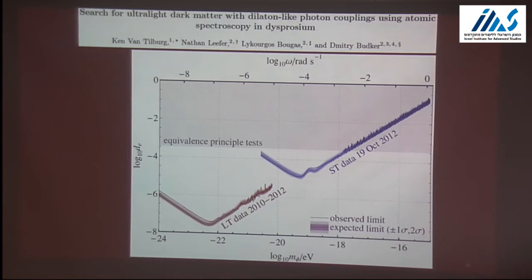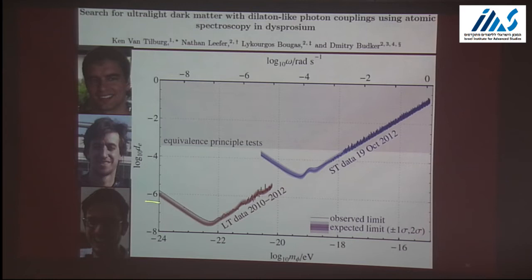We joined forces with one of her students, Ken van Tilburg. You may know this name. He's a pretty famous guy in this field currently. He was at that time a graduate student at Stanford. This is Nathan Leefer, and that was also Lykourgos Bougas, who is still a member of our group at Mainz. At that time, this was at Berkeley.